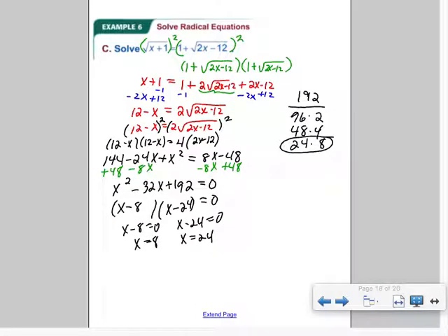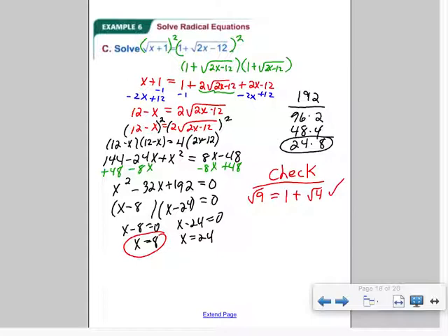But look at our original problem. Our original problem was a square root. That means we have to take a second to check it, because if you check it, maybe it'll work, maybe it won't. Let's start with 8. If you plug 8 in, you get the square root of 9 equals 1 plus the square root of 4. That's a true statement.